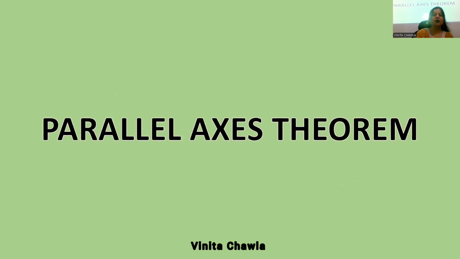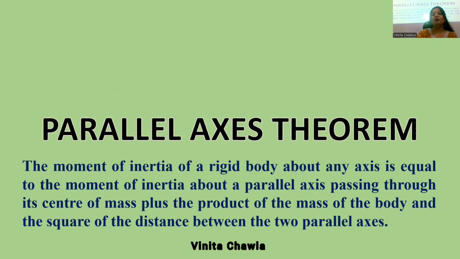The first among them is parallel axis theorem. Okay, so it states that the moment of inertia of a rigid body about an axis is equal to the moment of inertia about a parallel axis passing through its center of mass plus the product of the mass of the body and the square of the distance between the two parallel axes. Please write the statement. This is important.